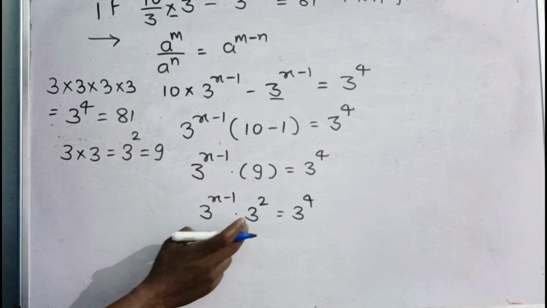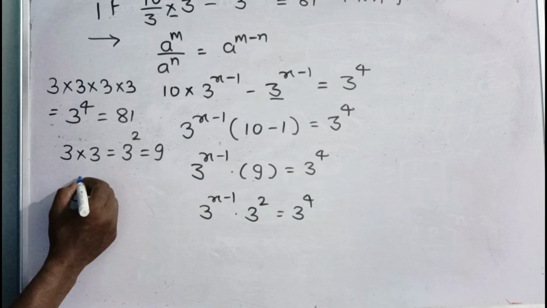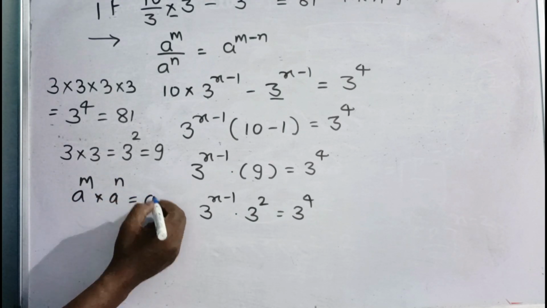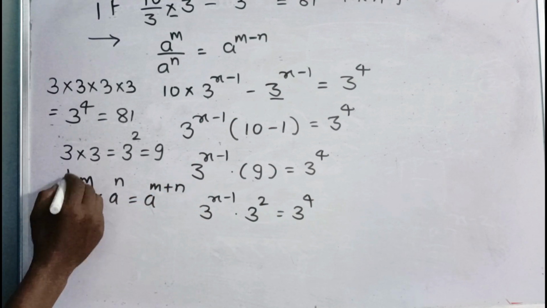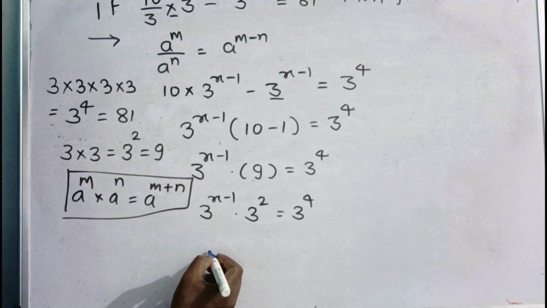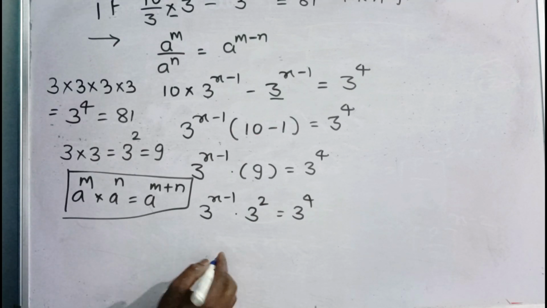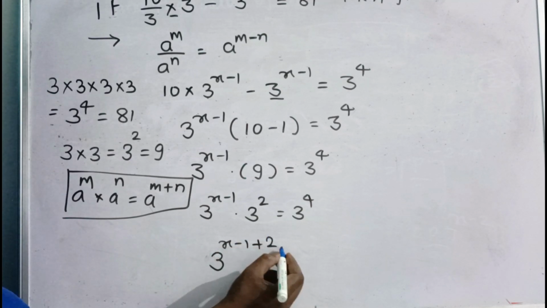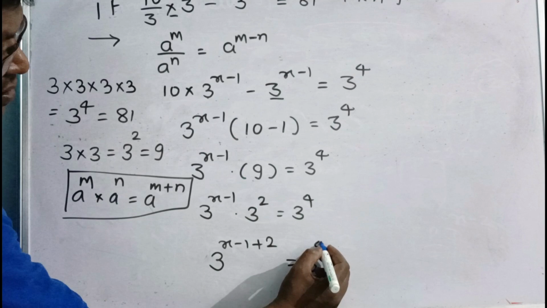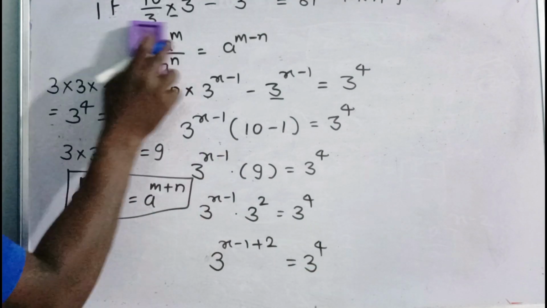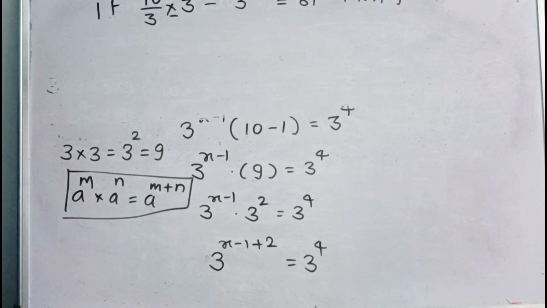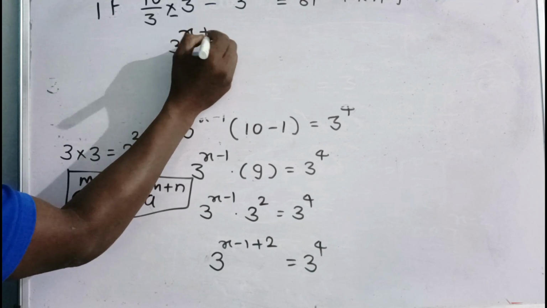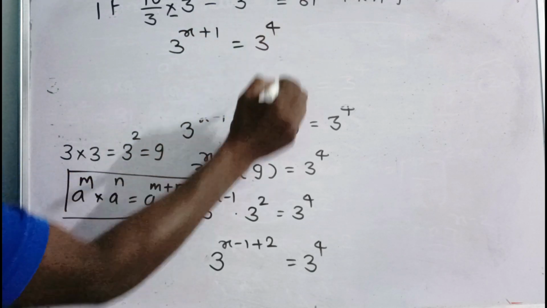Now यहां पर दूसरी प्रॉपर्टी यूज होगी, a raised to the power m into a raised to the power n is nothing but a raised to the power m plus n. Three raised to the power x minus 1 plus 2 is equal to 3 raised to the power 4. 3 raised to the power x plus 1 is equal to 3 raised to the power 4.